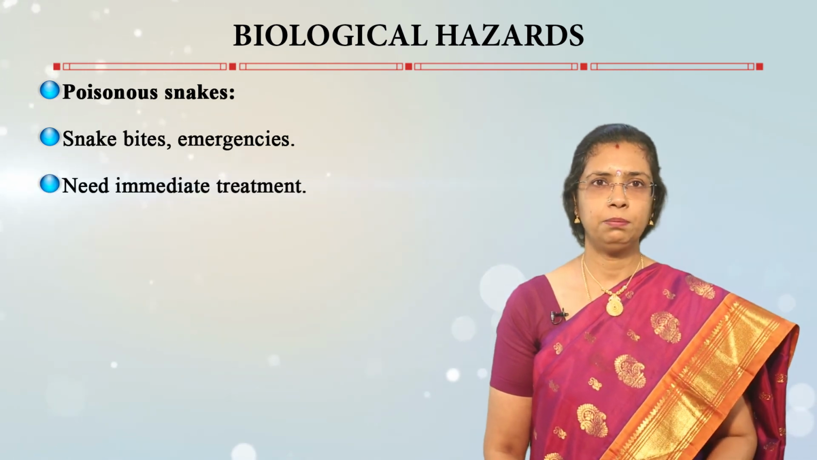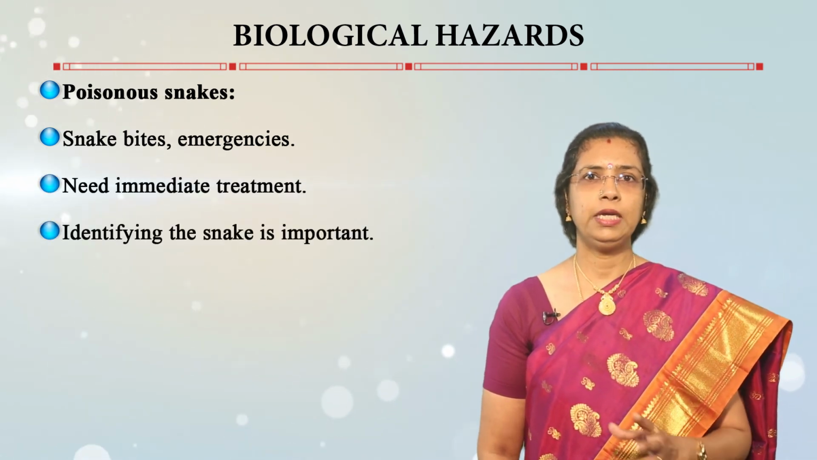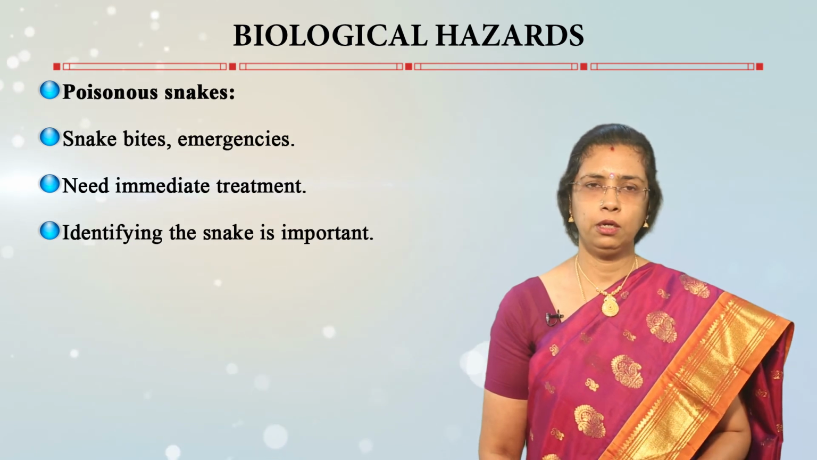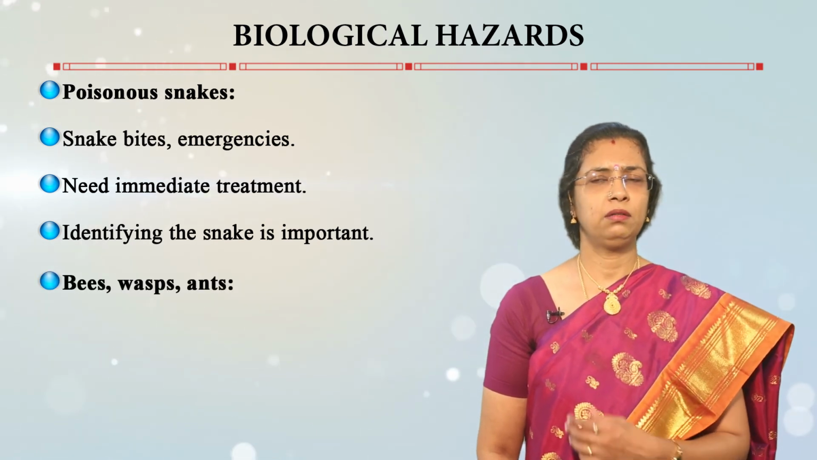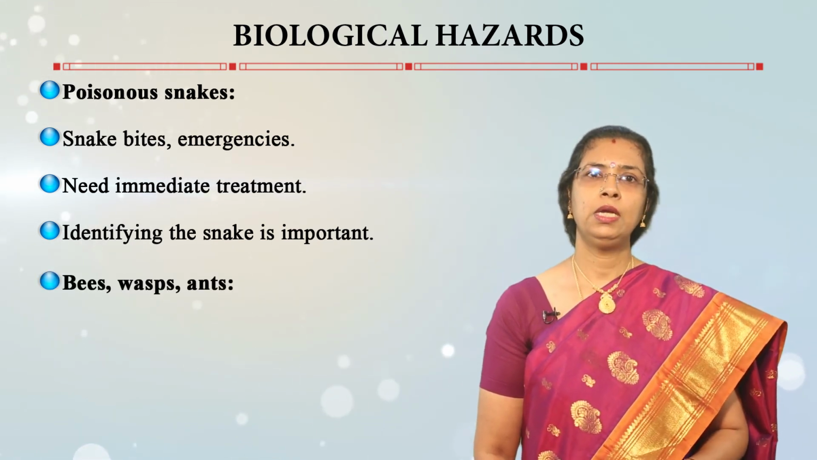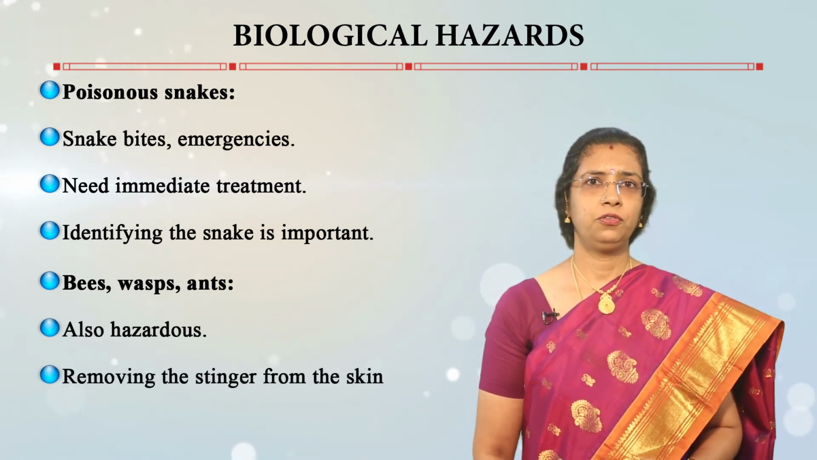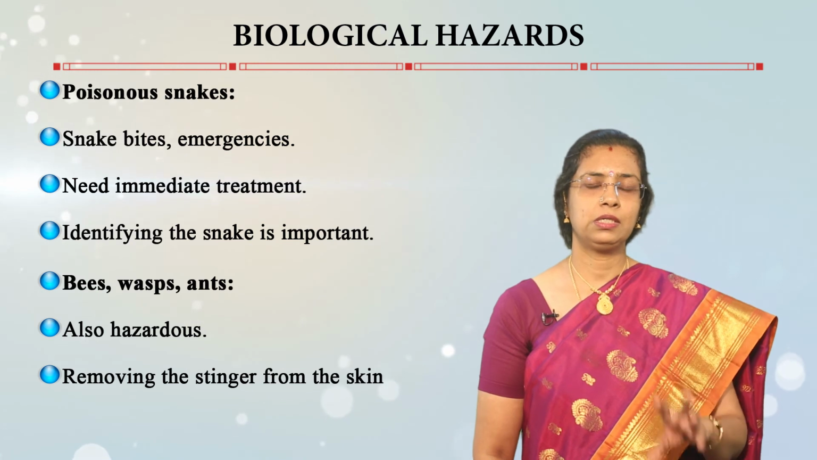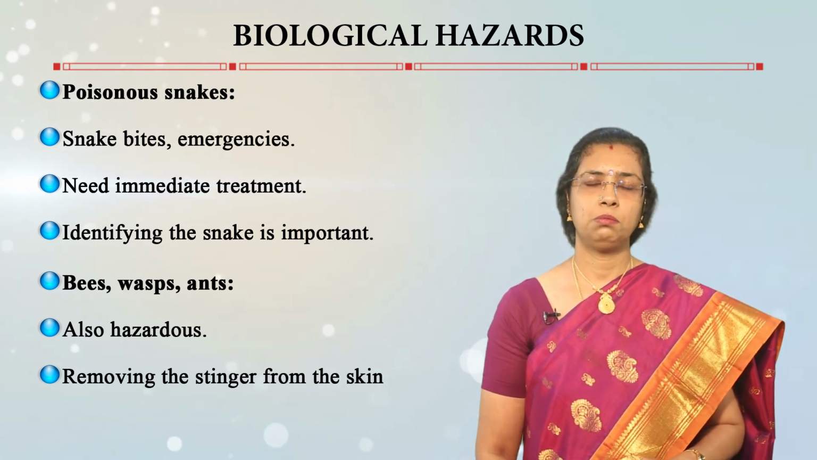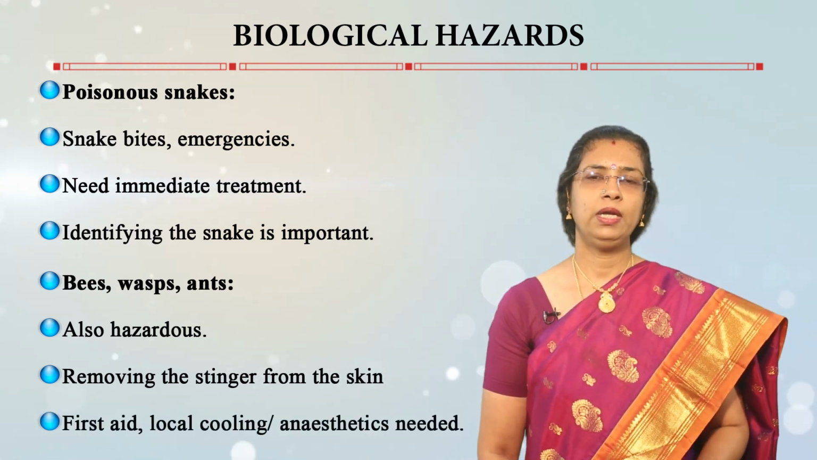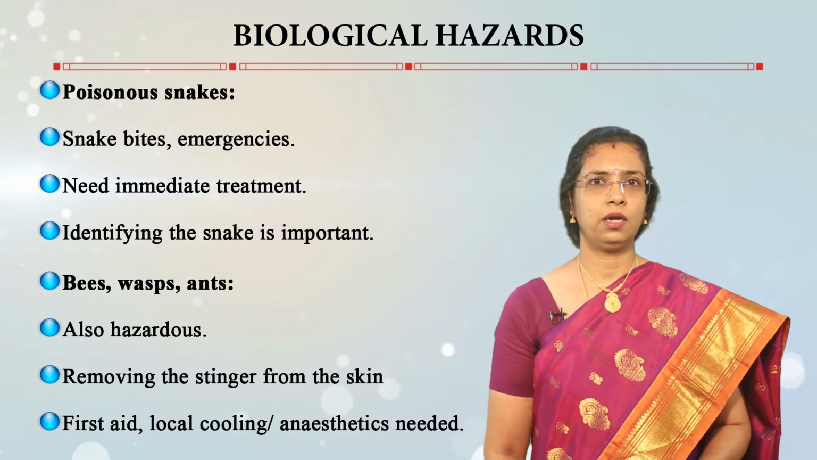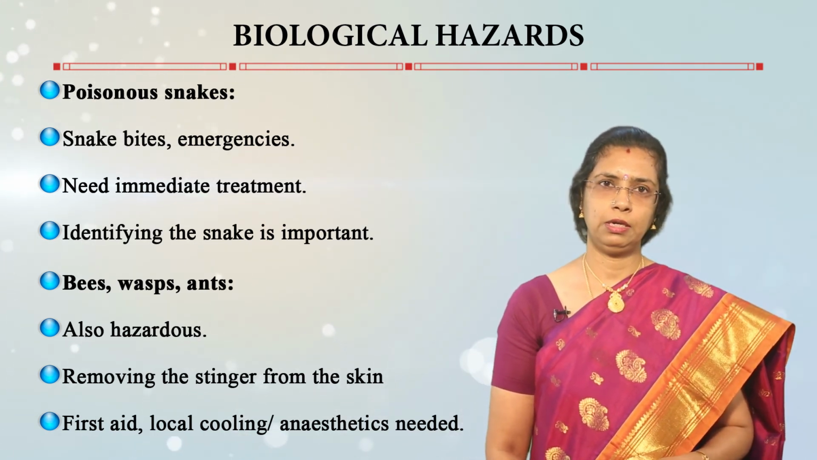They need immediate treatment, and identifying the type of snake is also important, and the venom has to be removed. Bees, wasps and ants are very common among forest workers, so they are hazardous. Removing the stinger from the skin is the first important step, because otherwise it will keep liberating histamine. So first aid, local cooling, anesthetic, antihistamines, all this is needed, and they should keep them with them as safety.